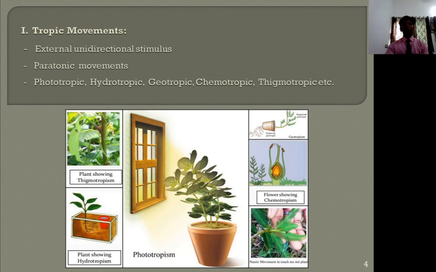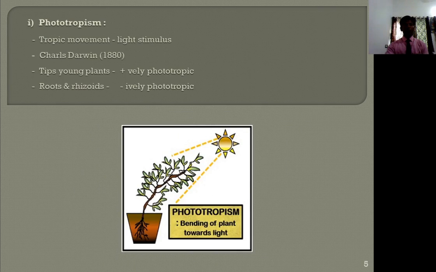Hence, on the basis of the stimuli, these movements are of different types. That is, phototropic movements, hydrotropic movements, geotropic movements, chemotropic movements, thermotropic movements, aerotropic movements, etc. Now we will see each one in detail. At first, the phototropic movements or the phenomenon phototropism.